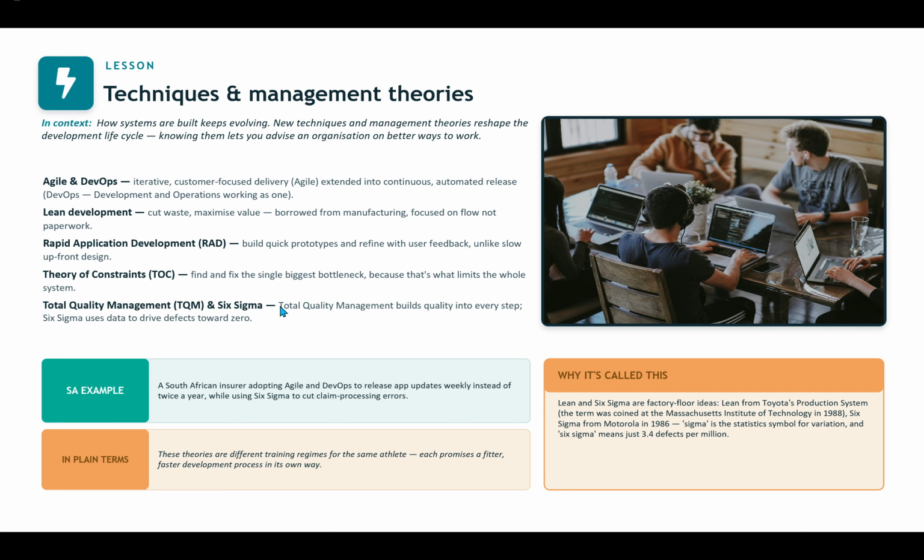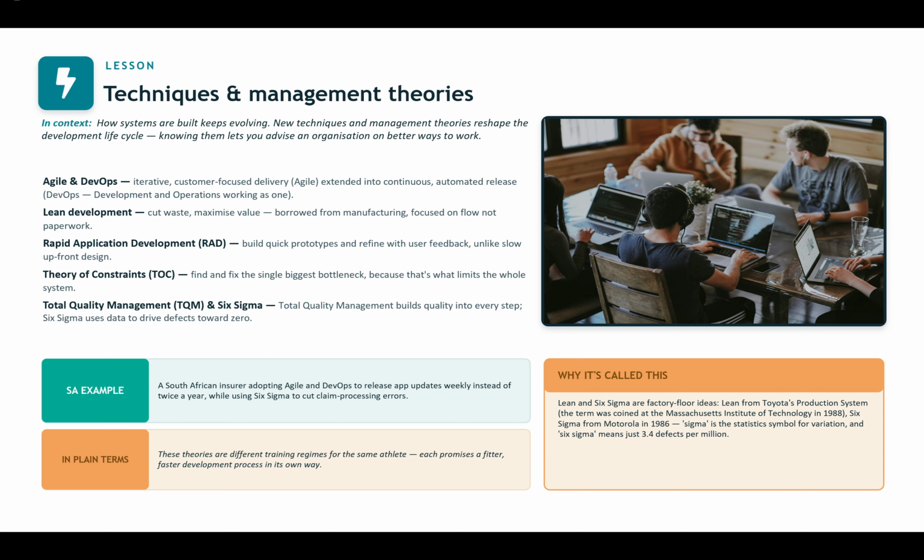Now, let us look at techniques and management theories. This is how systems are built. This now talks about the fact that how systems are built keeps evolving. So how we used to build systems before is no longer the same way now. So new techniques and management theories reshape the development life cycle. So knowing them lets you advise an organization on better ways to work.